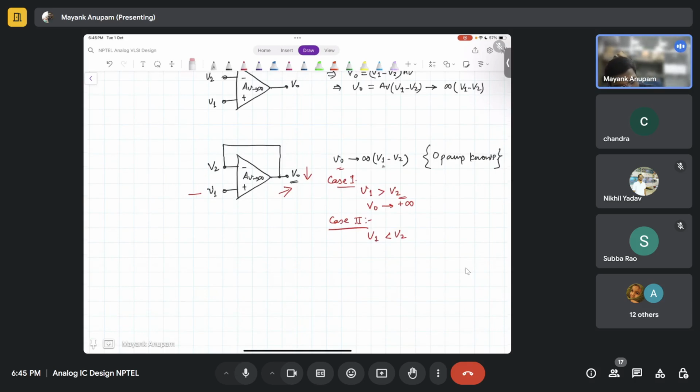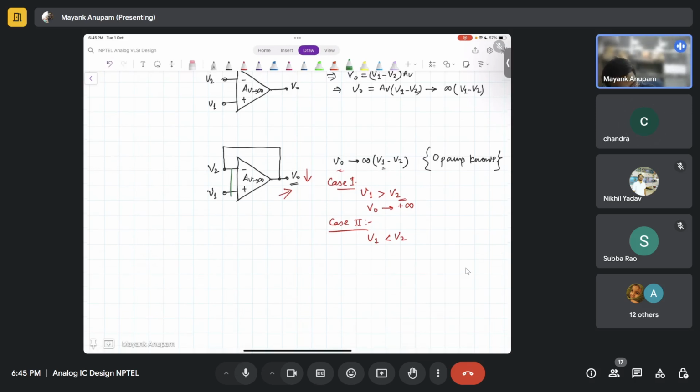So you can clearly see that even when we have not placed any direct connection between these two guys, still these two guys are always equal to each other, isn't it?